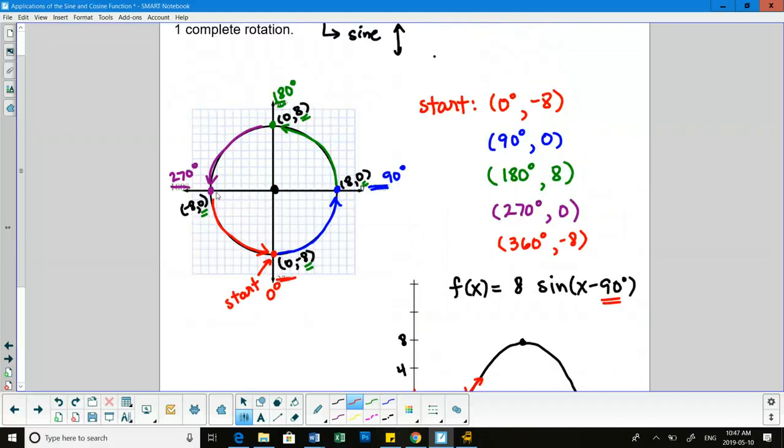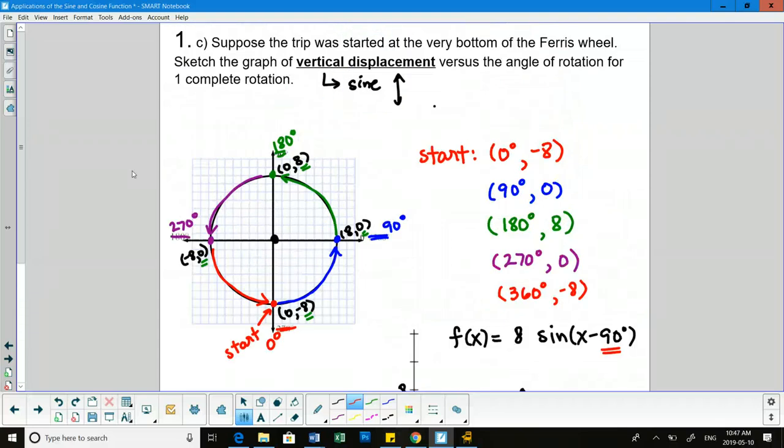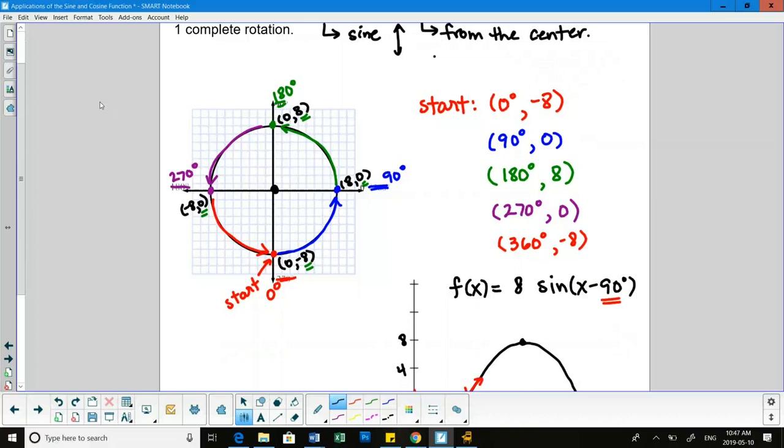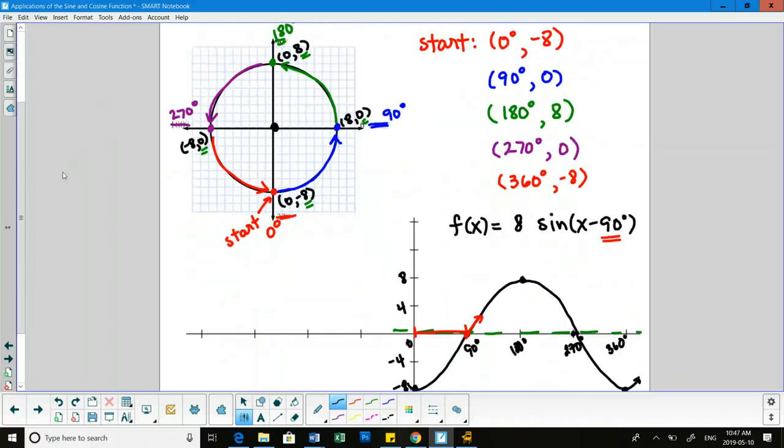Yeah. So when we think vertical displacement, we want to think sine function. And I should probably add just into this question as well, usually this will say from the center, because vertical displacement can also be tracked from the ground as well. So yeah, I should really be specifying from the center or from the ground. Okay, questions for this one? Does this make sense? Okay, let's do a couple more with a different scenario, because this has been the same scenario every single time.